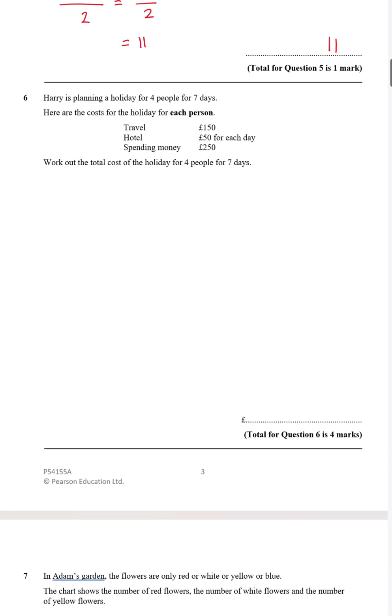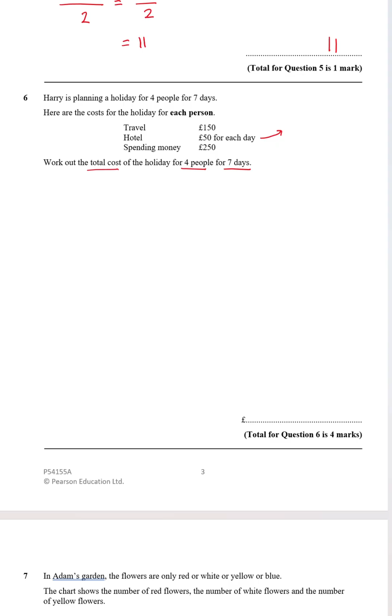The next one. Harry is planning a holiday for 4 people for 7 days. Here are the costs of the holiday for each person. The travel is £150 per person. The hotel is £50 for each day. Spending money, £250. And we need to work out the total cost of the holiday for 4 people for 7 days. Okay, so we know that this is for each person.